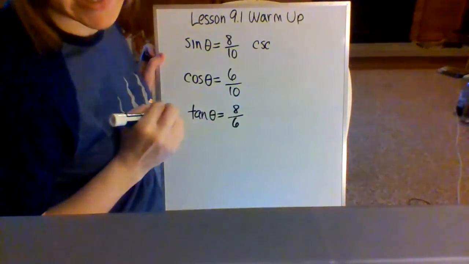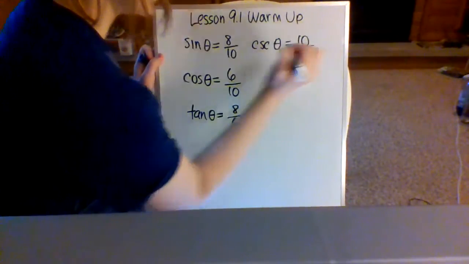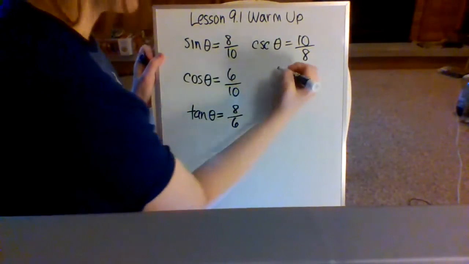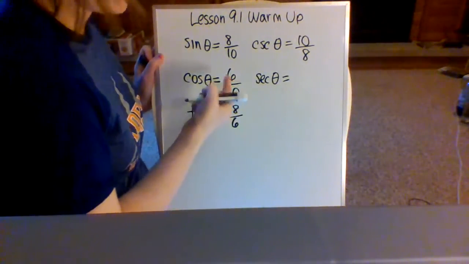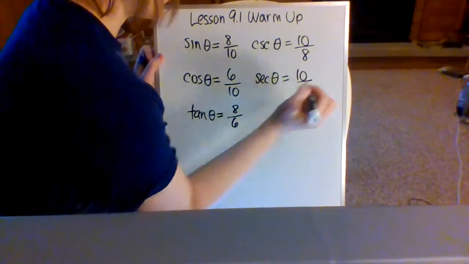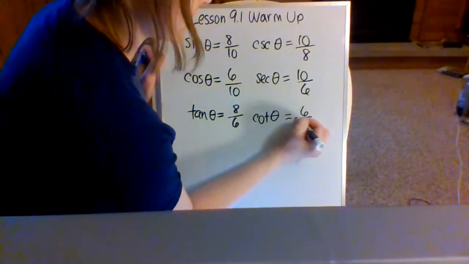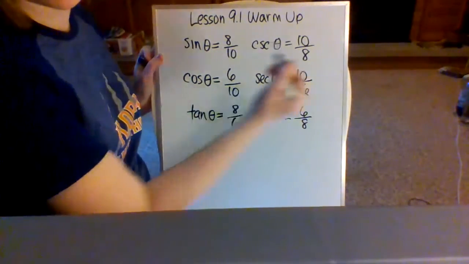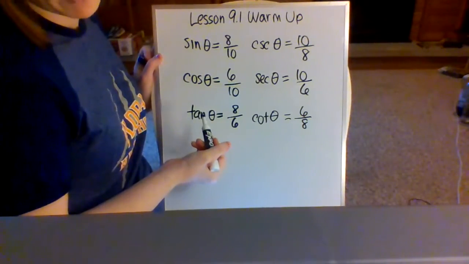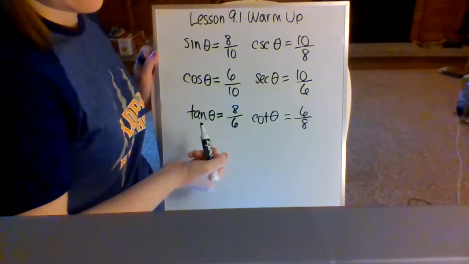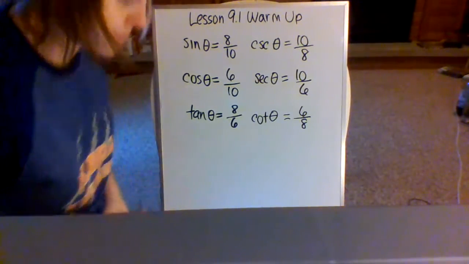cosecant, so CSC, is the reciprocal of sine. So that's 10 over 8, because you just flip it. Secant theta is 10 over 6, so you just flip it. And cotangent of theta is 6 over 8. So those are the 6 trig function values for angle theta on problem number 1. Okay, so I hope that that makes sense and that you remember that from Monday.